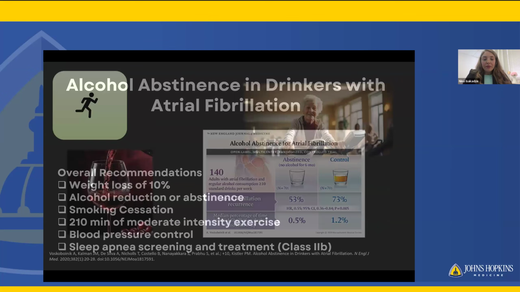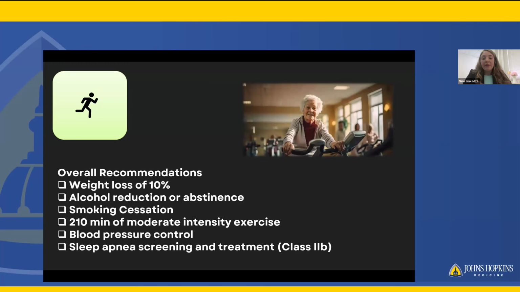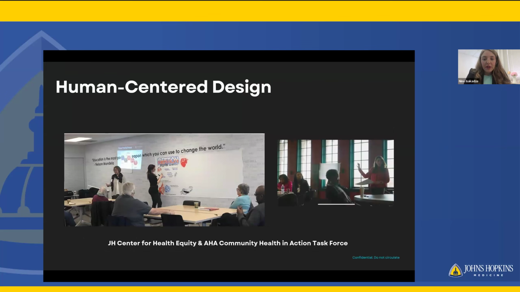So overall, these studies, and many others, have led to recommendations of weight loss of 10%, alcohol reduction or abstinence, we usually say less than 2 to 3 drinks per week, smoking cessation, 210 minutes of moderate intensity exercise, controlling your blood pressure, and screening for sleep apnea and treatment. These are important to help improve outcomes of atrial fibrillation. And it's hard to make behavior changes, and we understand that.